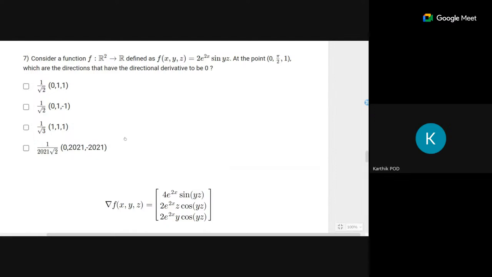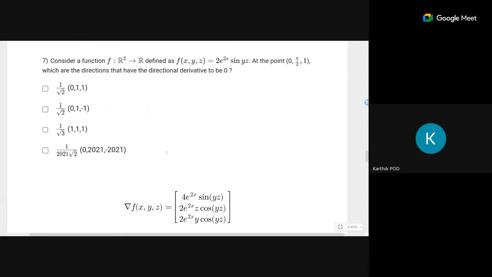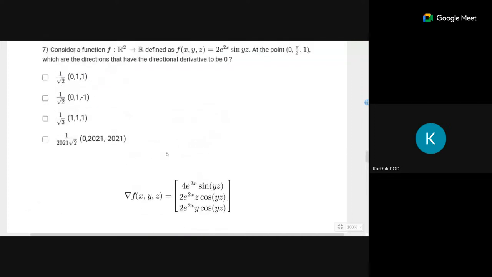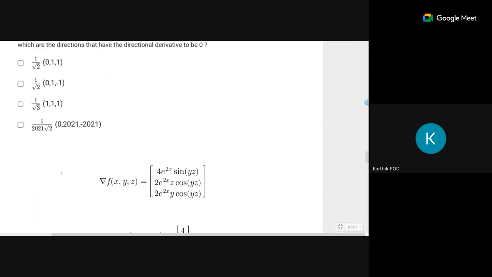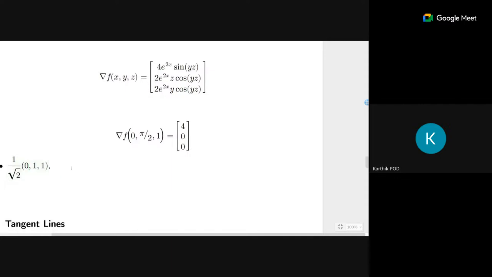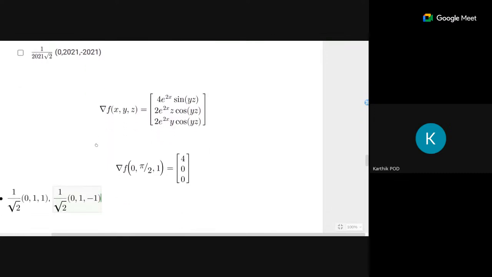So which directions among the options, first, second and the fourth, will give zero? (0, 1, 1) will have a dot product with this of 0. That is correct. What else? It's better to write the unit vector, so 1 by root 2, 1 by root 2, 0, 1, minus 1. Since there are zeros in the y and z components, it will knock out the others. 2021.